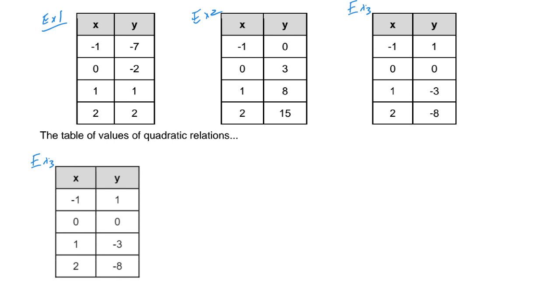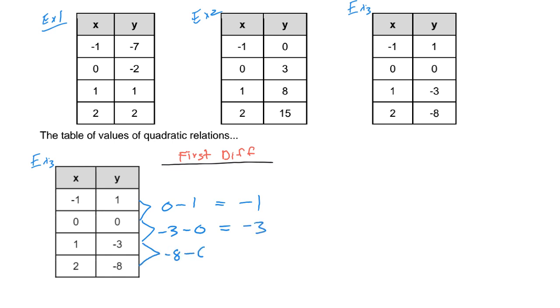All right, so let's just do the first difference to test. So for my first differences, I'm going to subtract the bottom minus the top. So ready? 0 minus 1 gives us -1. And then we go -3 minus 0 gives us, well, -3. And then we take -8 minus -3.